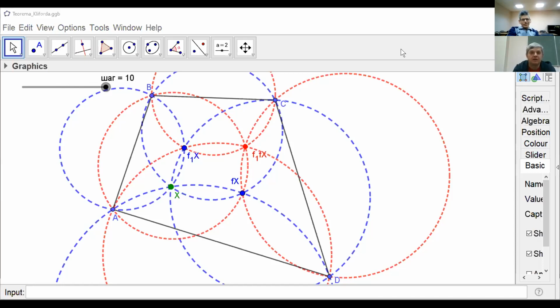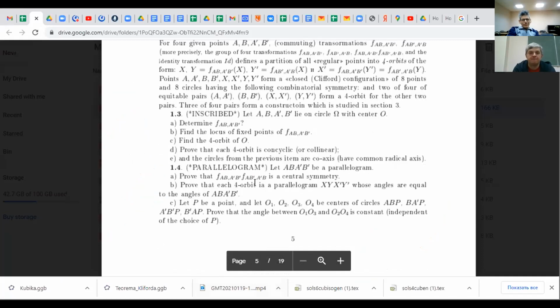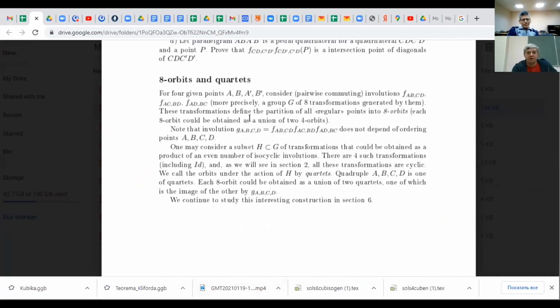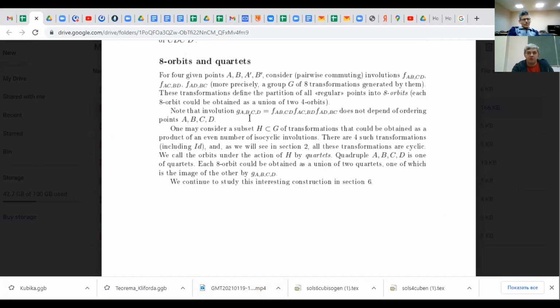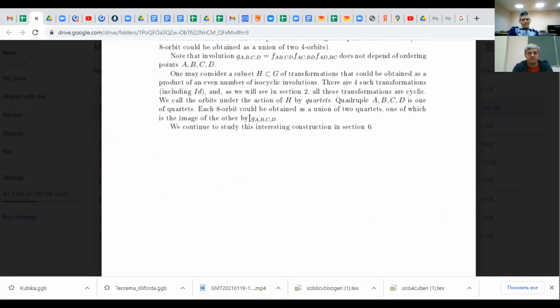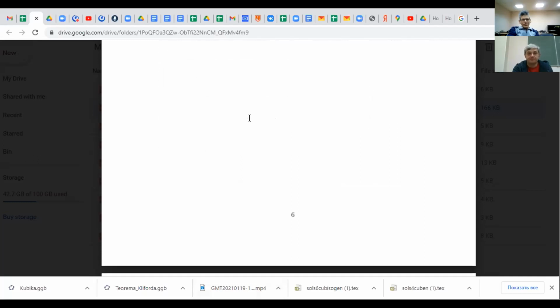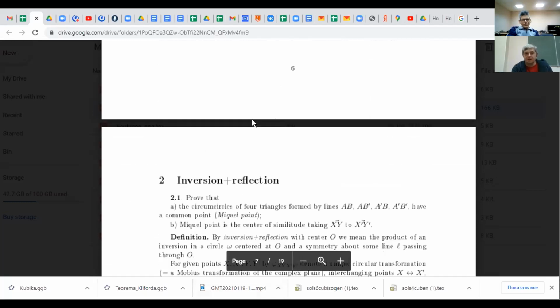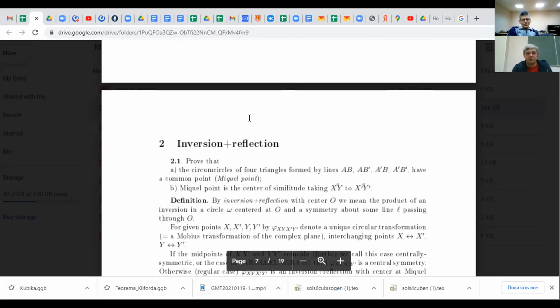Okay, this is what we call an 8-orbit, and some properties of these 8-orbits are also mentioned here. And a more detailed study of them will be in the next part of our project. Not next, but in the 6th part of the project.